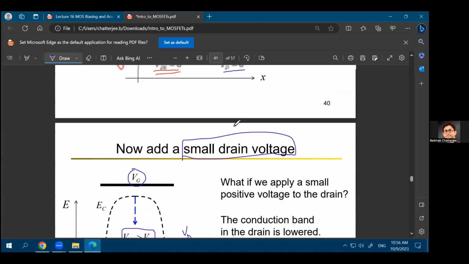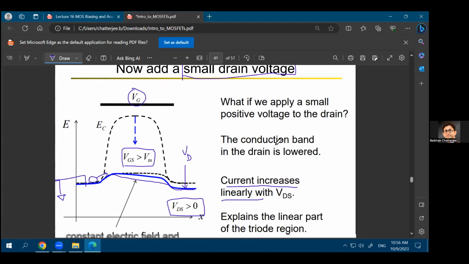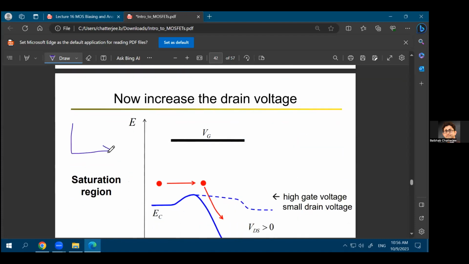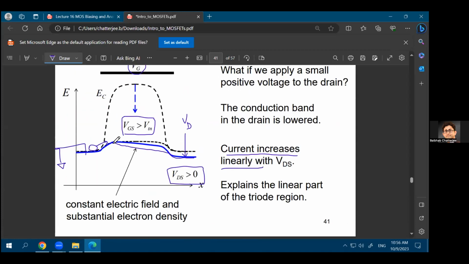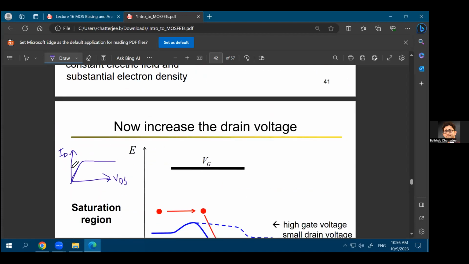And now you go back to your ID versus VDS characteristics. I'll draw it here. So if your VDS is on the x-axis and your ID, that is the current through the device, is on the y-axis, you saw that this profile looks something like that. At small VDS, as you are increasing the VDS, the current through the device keeps on increasing. That explains this region. As you are increasing the drain voltage, the energy on the right hand side goes down, and the slope keeps on increasing, so you get more and more current. So that explains this linear region of the ID versus VDS characteristic.